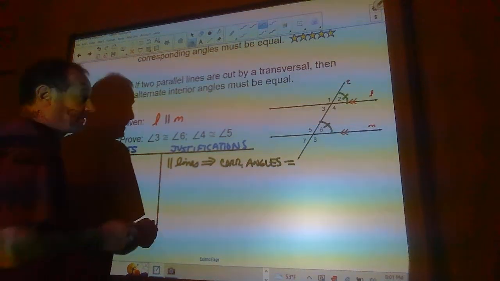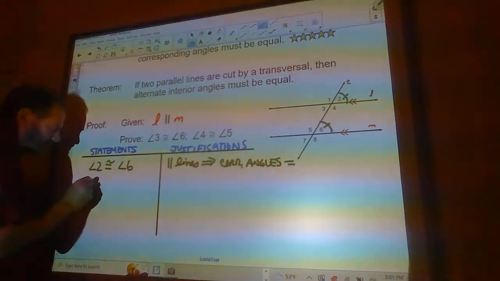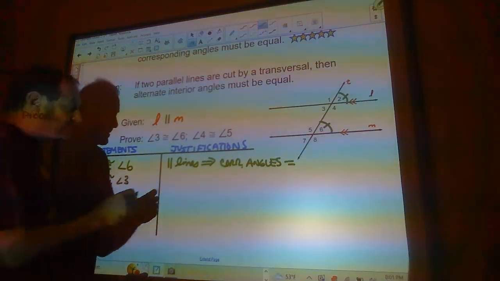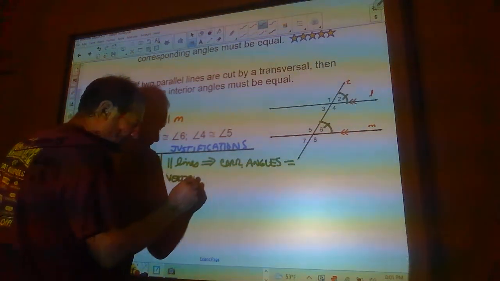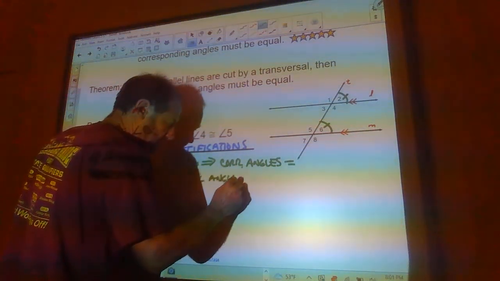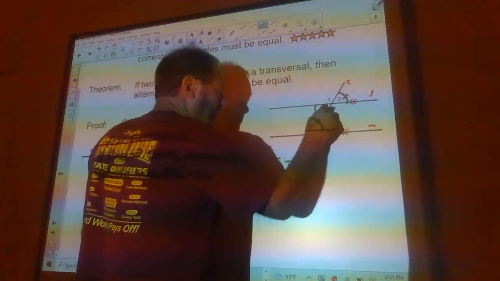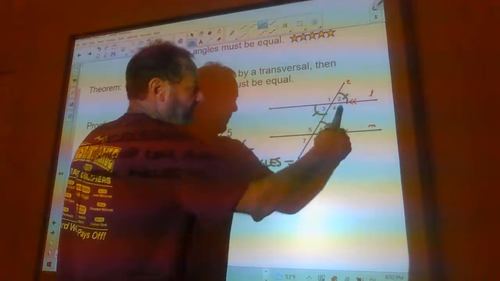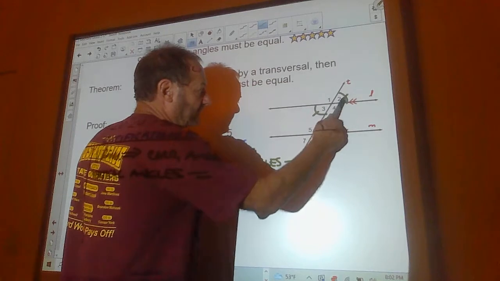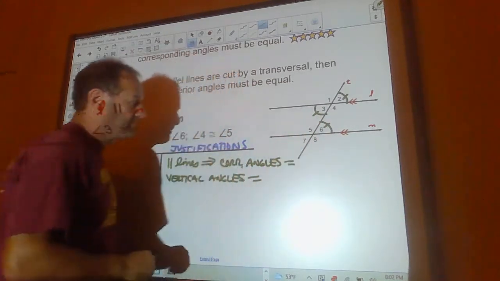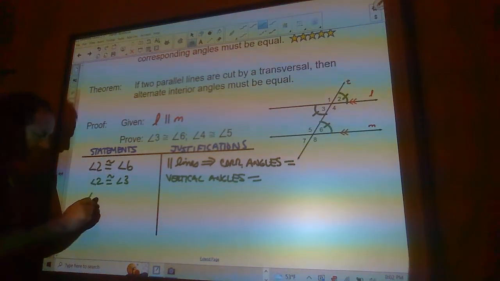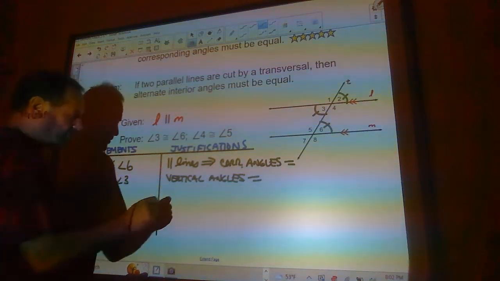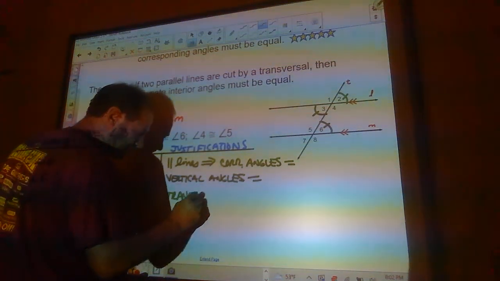Now, the other thing I know is that angle 2 is equal to angle 3. Angle 2 is congruent to angle 3, and the reason I know that is vertical angles are equal, always. Okay, notice I've been marking up my picture here, and it shows me that these two angles are equal, they have the same mark. These two angles are equal, they have the same mark. Hey, guess what? These have the same mark, they must be equal. So we're going to go to angle 3 is congruent to angle 6, and that is the transitive property. Remember the transitive property from last time?